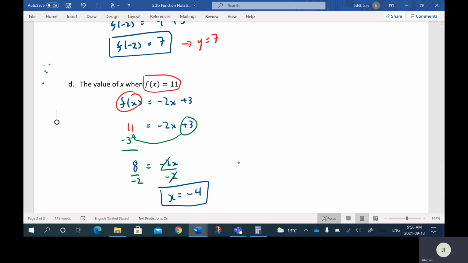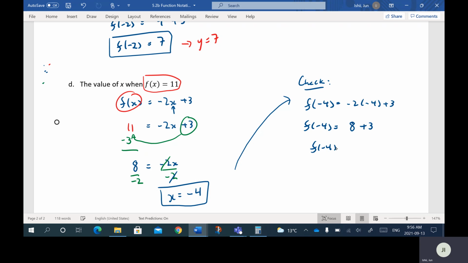You can also, and this is kind of extra, but I want you guys to get in the habit of checking. So if I was to figure out what f of -4 is, because that's my x, I should get +11. So I'm going to plug -4 into the function here. f of -4 equals -2 times -4 is +8. 8 plus 3. f of -4 is equal to 11. It's exactly where we started here.